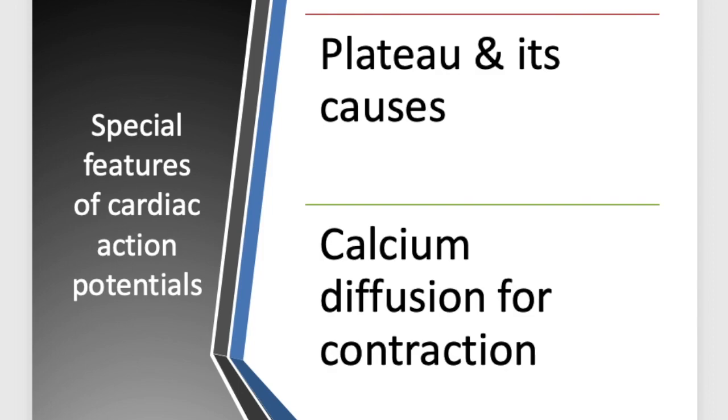So what happens is that at the end of the plateau of the action potential, the influx of calcium ions into the muscle fiber abruptly stops and calcium is pumped back into the sarcoplasmic reticulum and T-tubules, and thus the contraction ends.